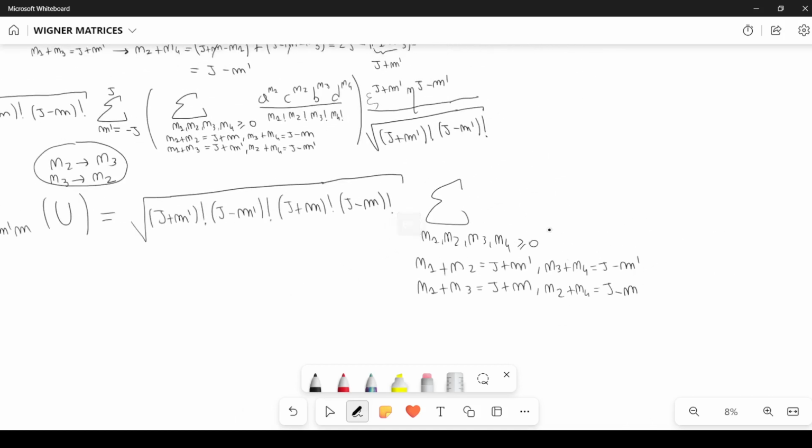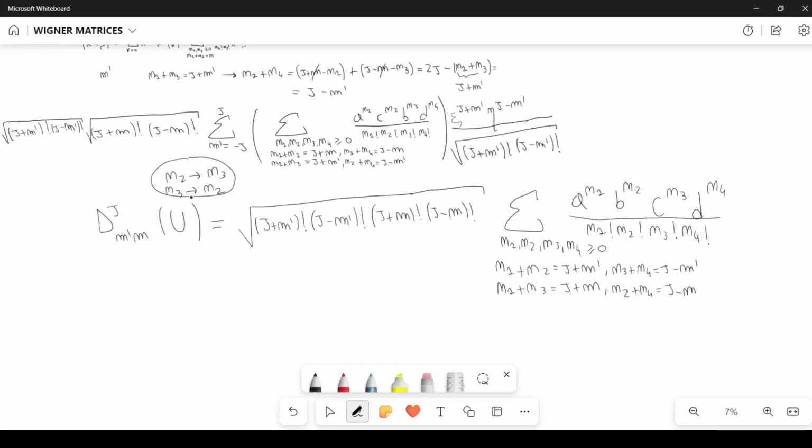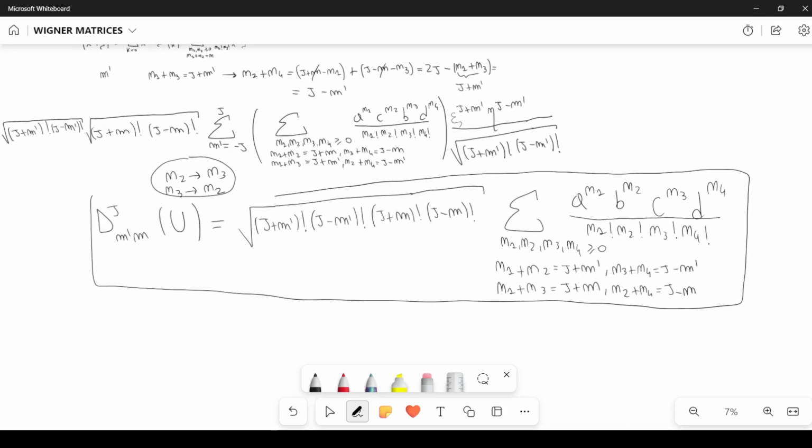And then in here you have a to the power n1, b to the power n2, c to the power n3, d to the power n4, and then we divide by n1 factorial, n2 factorial, n3 factorial, and n4 factorial. So this is the complete expression, and it's the one that we wanted to find, of Wigner matrices. In particular, they are expressed in terms of the parameters A, B, C, and D, right?